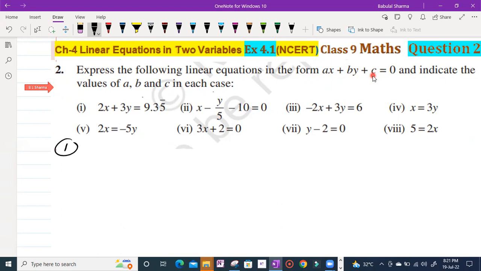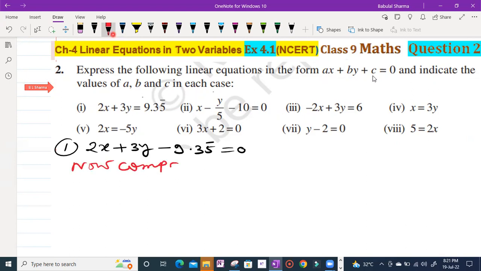देखिए, first is, writing in standard form means 2x plus 3y minus 9.35 bar is equal to 0. All the terms को हम लेफ्ट हैंड साइड में शिफ्ट कर देते हैं, ट्रांसफॉर्म कर देते हैं. And now comparing it, इसको कंपेयर करेंगे स्टैंडर्ड फॉर्म से, और हमारा स्टैंडर्ड फॉर्म है ax plus by plus c is equal to 0.